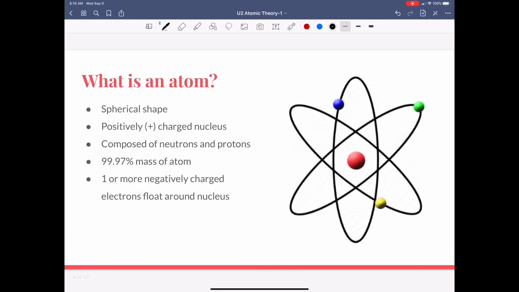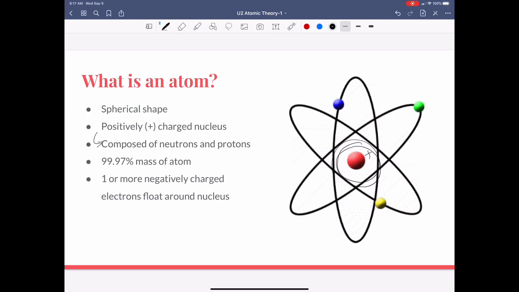So when we look at the properties of an atom, these are the little blanks there and bullet points on your guided notes. All right, it's going to be spherically shaped. It's a round ball-looking shape. Positively charged nucleus. All right, so our nucleus is right here on the inside, and so positive charge on the inside. That nucleus is composed of protons and neutrons.